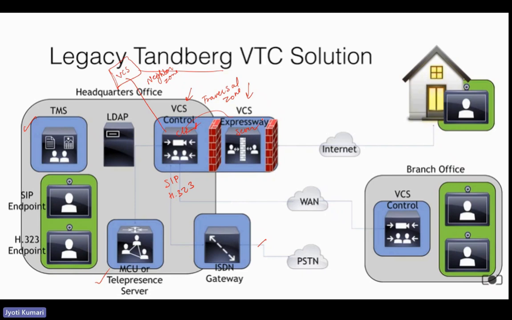Now, this is still a viable solution under the collaboration solution. Because the VCS Expressway operates exactly like the VCS control, its capabilities are very similar. The endpoints located outside of the network can register to Expressway without the need for VPN connections into the corporate network. So let's suppose a branch office wants to get registered to Expressway. That can be done, but from a security perspective, it is not recommended.